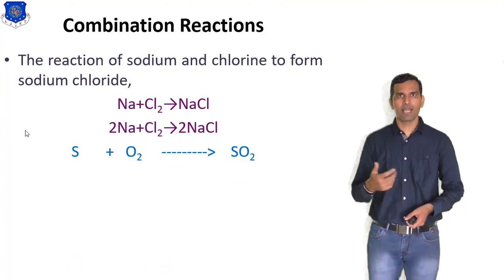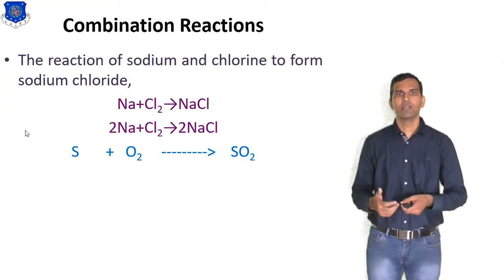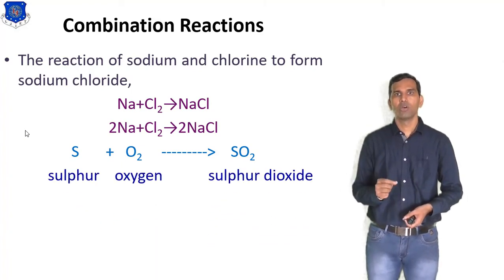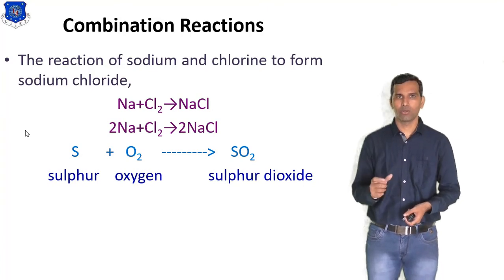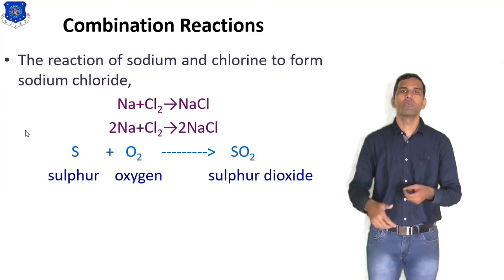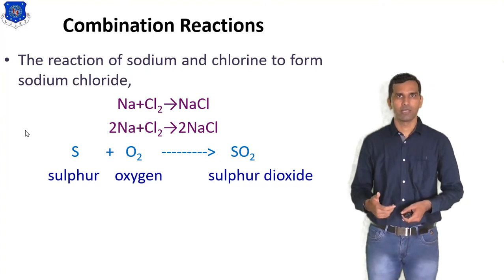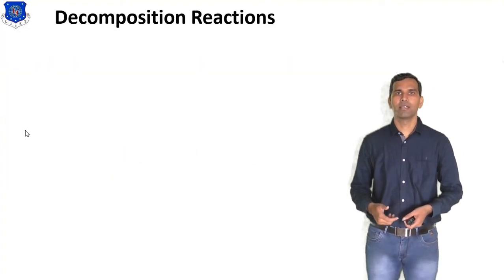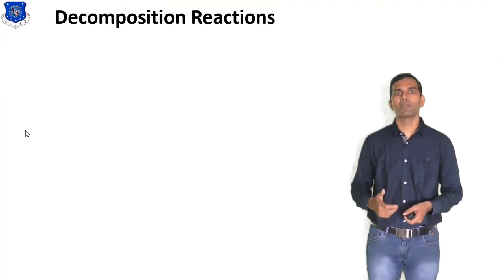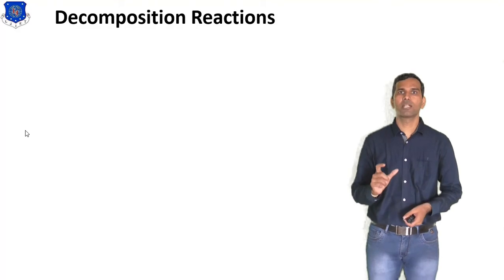Now we take another example for better understanding. Here we take S plus O2, and we get SO2. That means sulfur plus oxygen gives sulfur dioxide. So this is the combination reaction. Now we discuss the second type of reaction, the decomposition reaction.